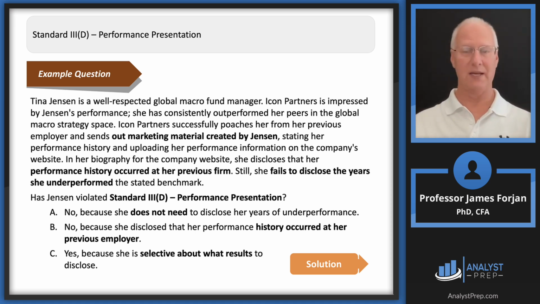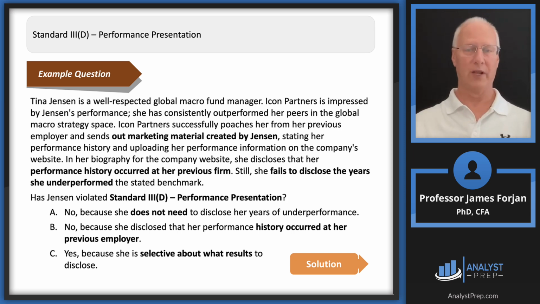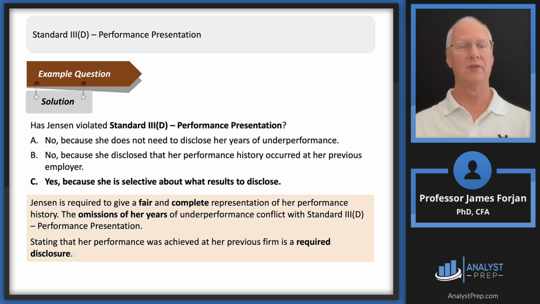No, because she does not need to disclose her years of underperformance. Well, that doesn't sound like anything that we've talked about over the last few minutes. No, because she disclosed that her performance occurred at her previous employer. I mean, that's a perfectly fine sentence, but it still doesn't forgive us for this violation. Yes, she is selective. So, of course, the correct answer is C. She is selective. So what was that? We need credible. Yeah, we need complete, right? We need accurate.